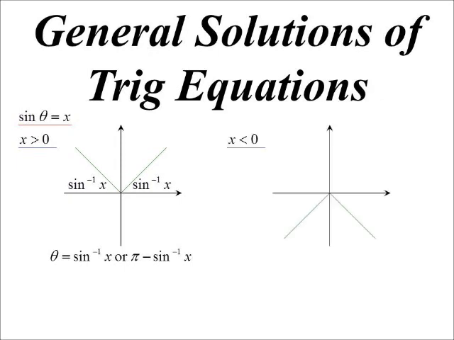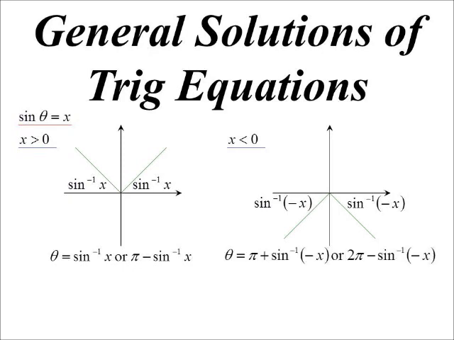If x was negative, however, what happens? Well, now we're going to be in the third quadrant. But remember, x is now negative. So the acute angle won't be the inverse sine of x. It'll be the inverse sine of negative x, because to get an acute angle, I need that ratio to be positive. And then in the fourth quadrant, similar thing happens. The acute angle would be the inverse sine of negative x. So my two solutions are pi plus the inverse sine of negative x, or 2 pi minus the inverse sine of negative x.